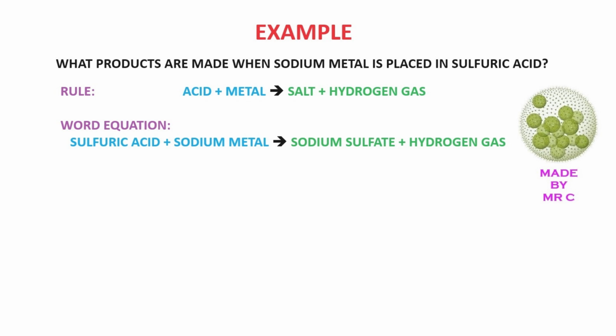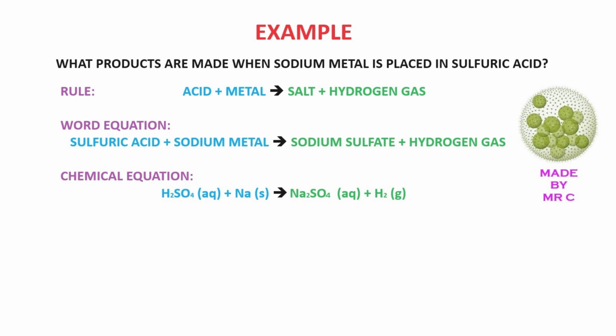Sodium sulfate is the salt. We're using the cation from the metal, which is sodium, and the anion from the acid, which is sulfate. So it gives us sodium sulfate. Then we have to do the chemical equation. Sulfuric acid is H2SO4, and we put AQ after it to remind us that it is aqueous or dissolved in water, plus Na, and we put in brackets S, which is a solid. Then we put the arrow to show that a reaction takes place.